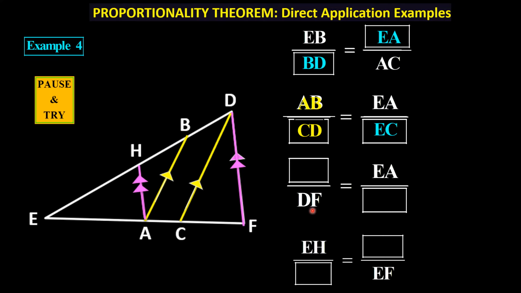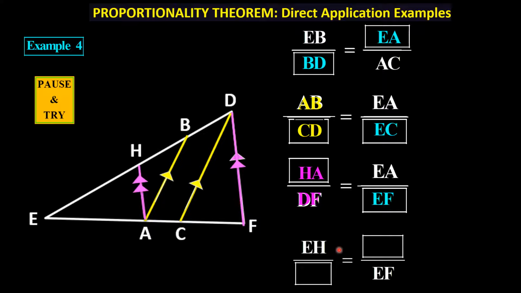Okay. Now let's look at the DF. DF is the purple parallel line, so I need that parallel with that one. So it will be HA over DF, right? So it's HA over DF, and EA then with, now I'm going to need to go to the purple, so it's EA over EF, right?